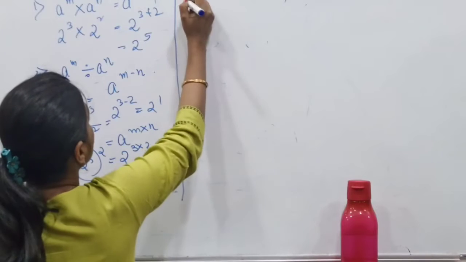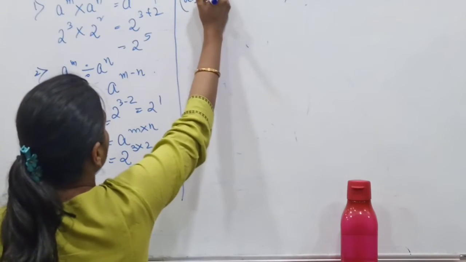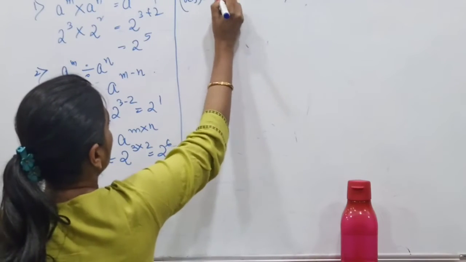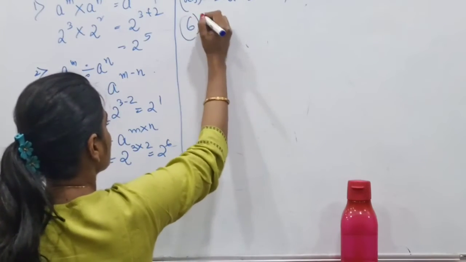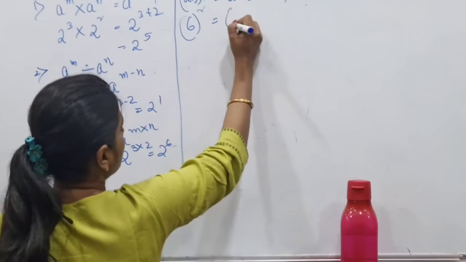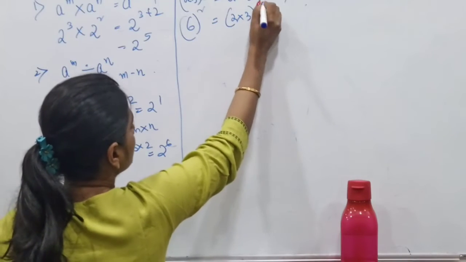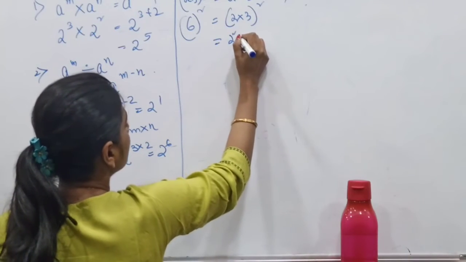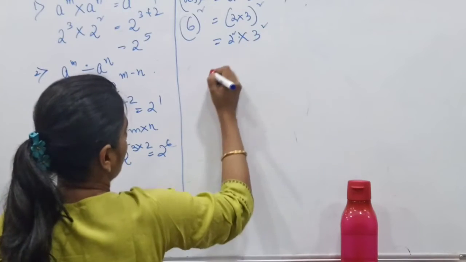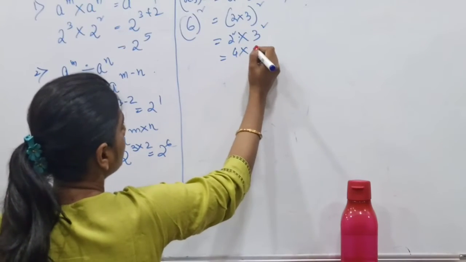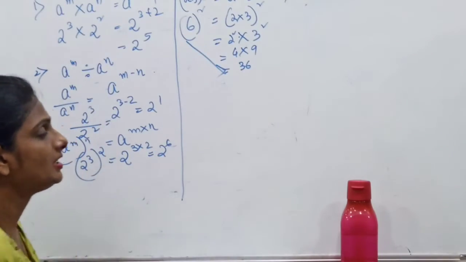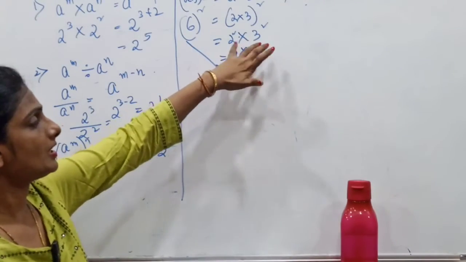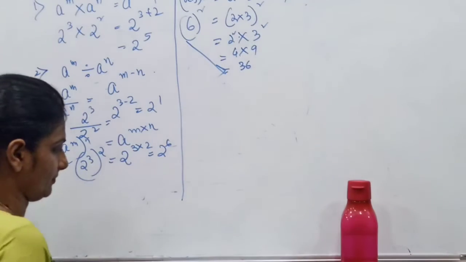Suppose there are 2 numbers and we have written their bracket to the power m. Then what will be there? a to the power m, b to the power m. Suppose 6 square it is given there. So you can write as 2 into 3 whole square, 2 square into 3 square. That is 4 into 9, 36. Why do we need to break up this thing? So that the calculations become easy.